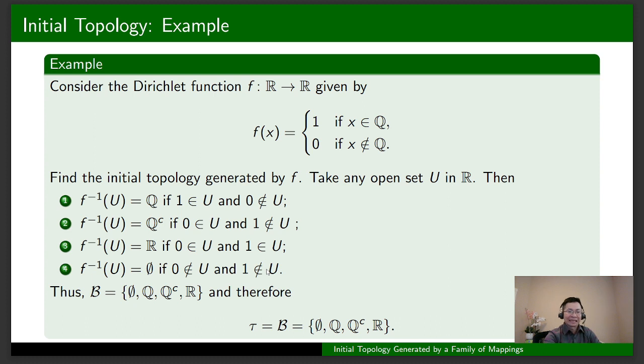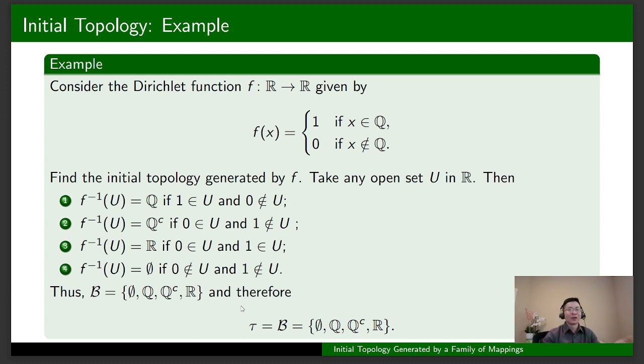Therefore, B consists of the empty set, Q, the complement of Q, and R, and therefore tau is equal to B and is equal to this collection, because every element of tau is a union of elements of B. So we have found the initial topology generated by f. Again, in this case, there is only one function in the family of functions we consider.